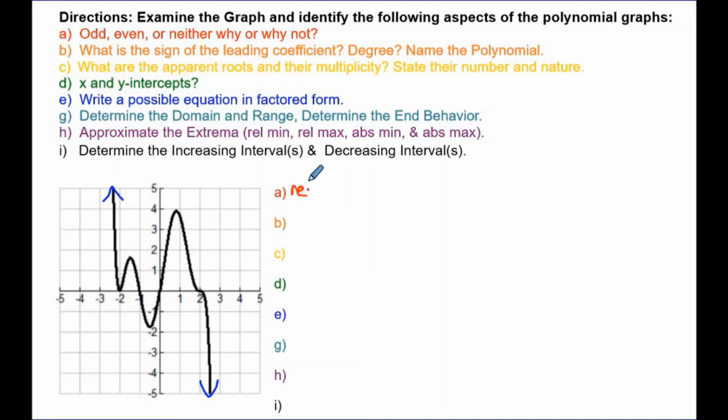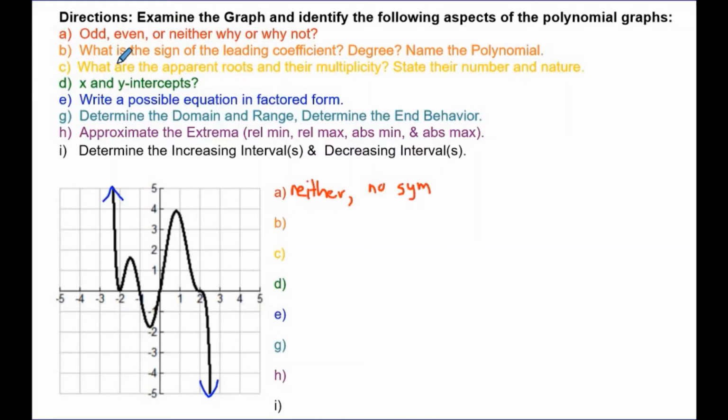And this one is neither, because in order to have even or oddness, you have to have some kind of symmetry. Keep in mind that even or oddness does not have anything to do with exponents or degrees. It has to do with symmetry of the graph. So this one is neither, and it says why or why not. There is no symmetry. If you have no symmetry, this is impossible.